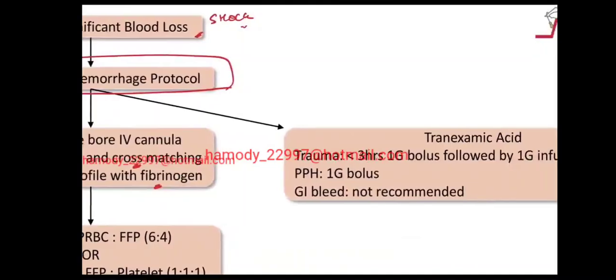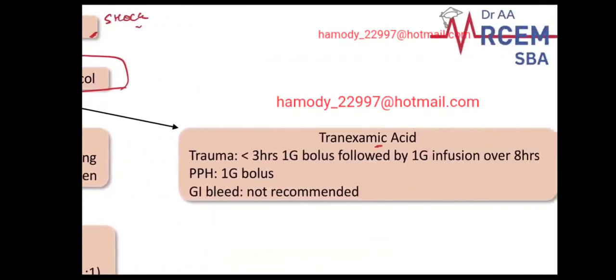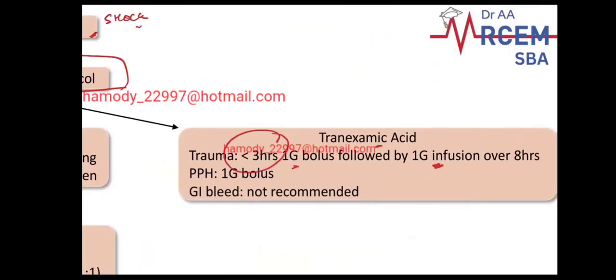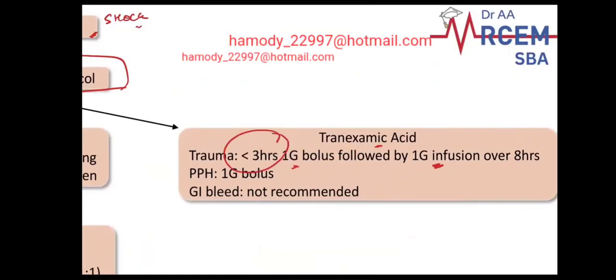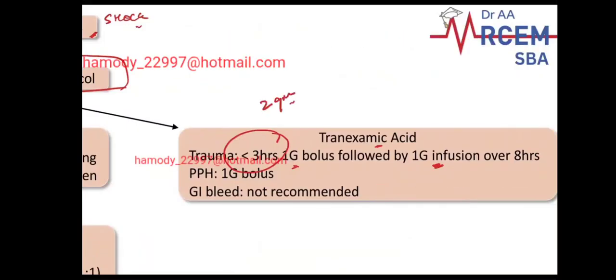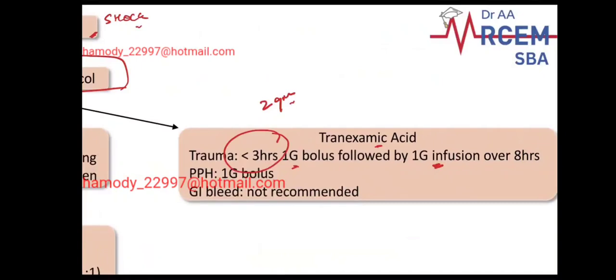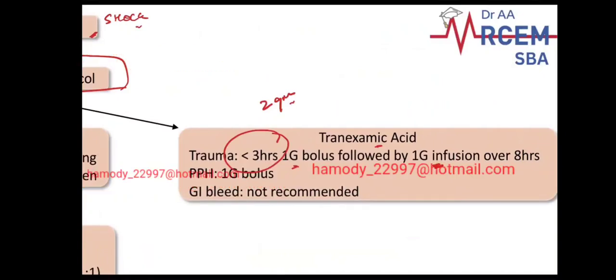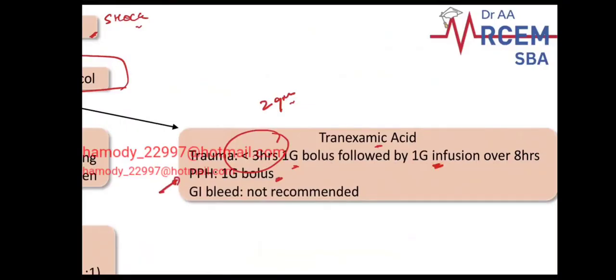In the meantime, start giving tranexamic acid. In a trauma, we have already learned we are giving 1 gram bolus followed by 1 gram infusion if they are presented within 3 hours of the incident. Another new protocol is just straightforward give 2 grams tranexamic acid bolus itself if they are presented within 3 hours according to the 11th edition of ATLS. If there is a postpartum hemorrhage, 1 gram you can give bolus.